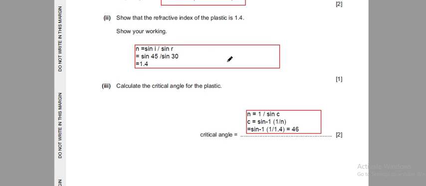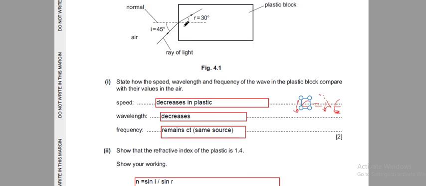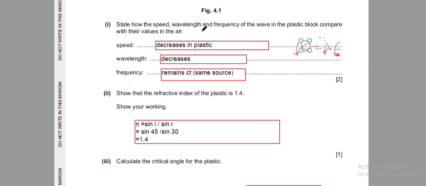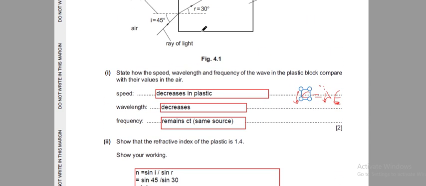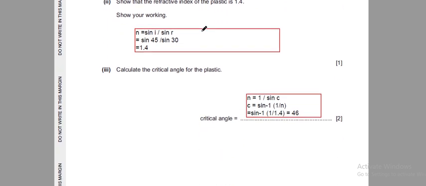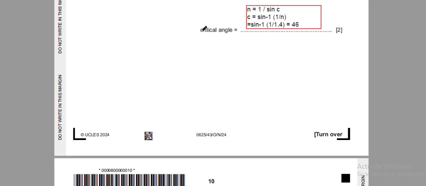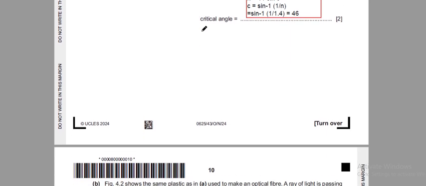Refractive index is given by sin i over sin r, and sin i here is 45, r, the refraction in the medium, is 30. So we can also calculate the critical angle: n equals 1 over sin C. So C is sin inverse of 1 over n.